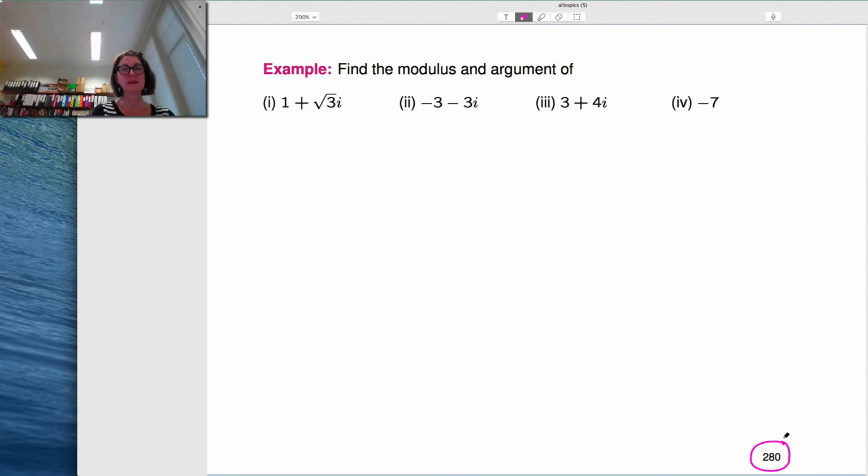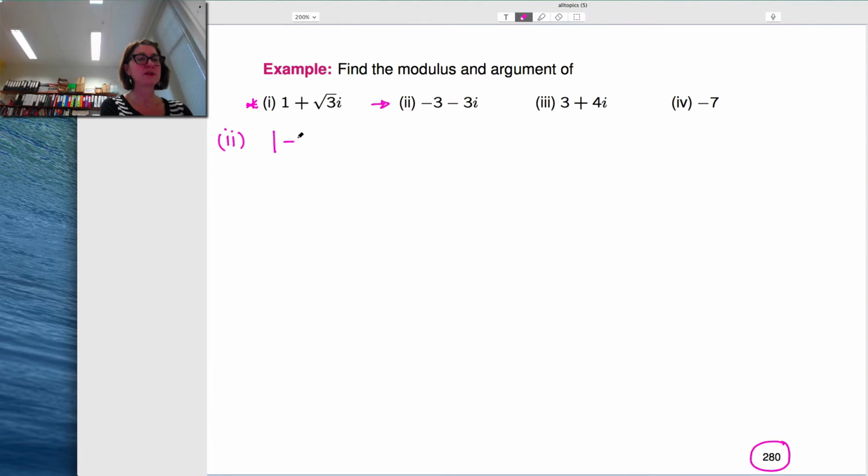So this is the second section and we're starting on slide 280. Now we already did this one in one of the videos, so I'm just going to quickly go through 2, 3 and 4 for you, and we're looking for the modulus and the argument of those complex numbers. So let's start off with part 2.